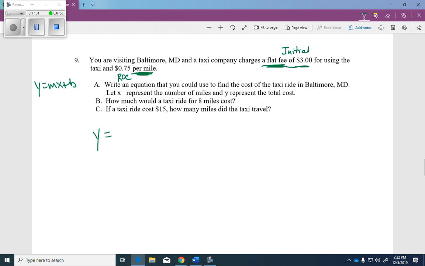So y equals 0.75x plus 3. So x is the number of miles. So this is the answer to part A. Part B is asking how much would a taxi ride cost for 8 miles? 8 miles, remember x is the miles, so just plug in an 8 in place of the x, because y is your cost.